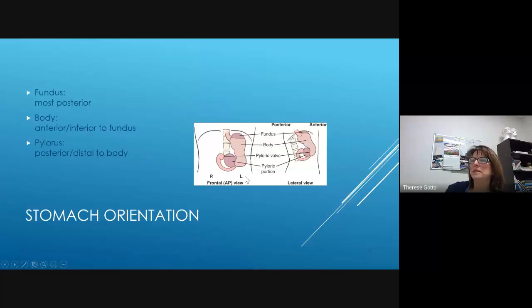Okay, the stomach orientation. These are just a few slides to show you how stomach positions can change. Okay, so I want you to notice here in this lateral view how the stomach, the fundus of the stomach is closer to the spine, more posterior than the body portion here. This is more anterior.